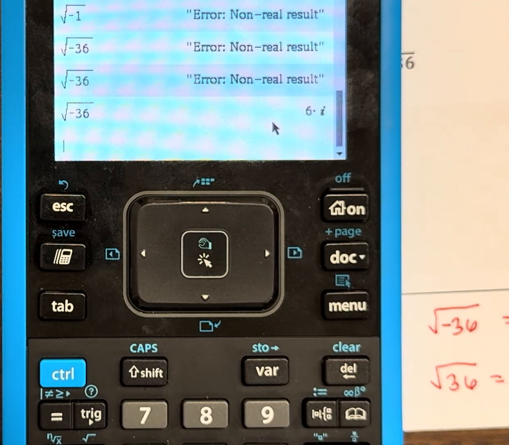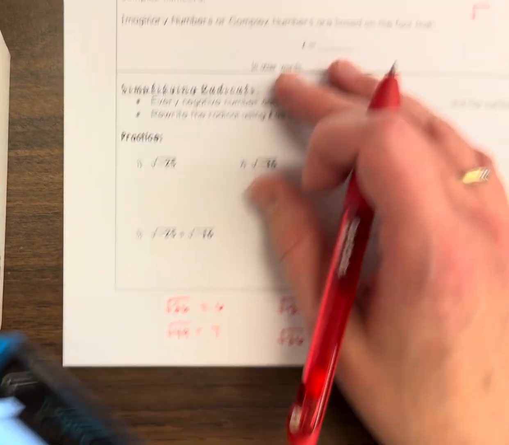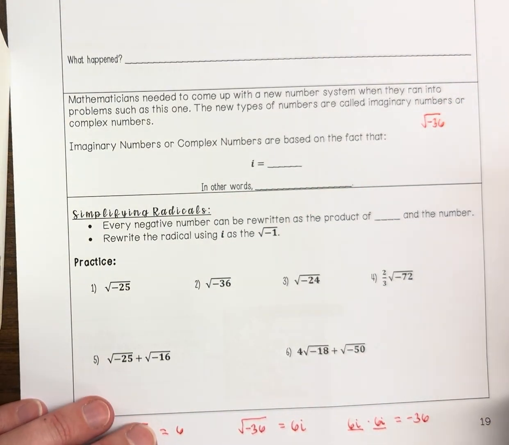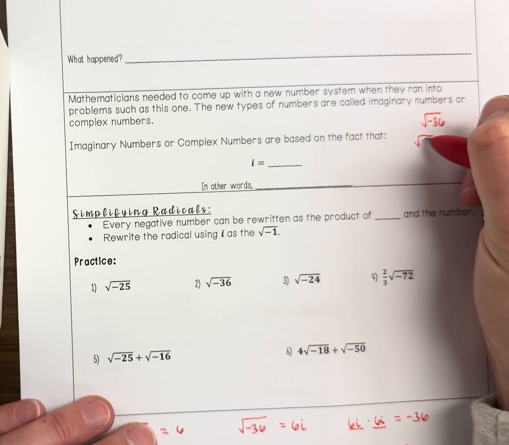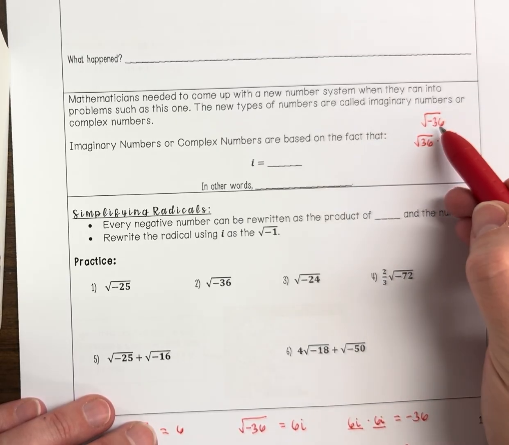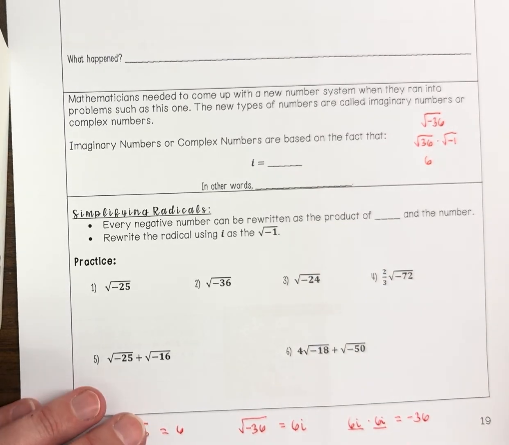And really what's happening is that every single time that you have the square root under a radical, you can break it up into two pieces. The square root of negative 36 can be broken up into the square root of 36 times the square root of negative 1. We know that the square root of 36 is 6. So that's where that's coming from.